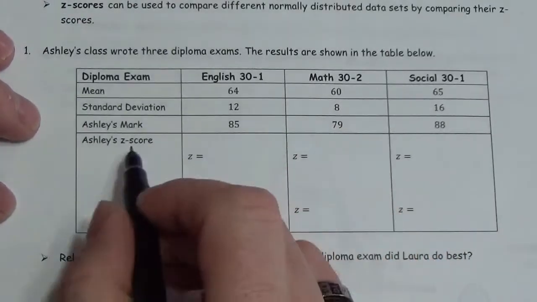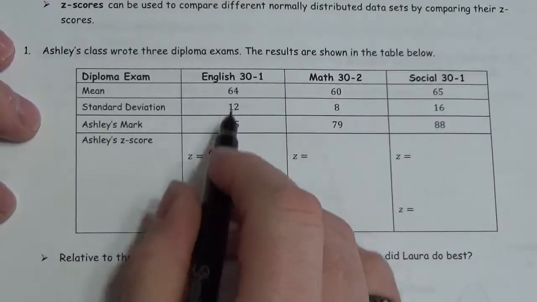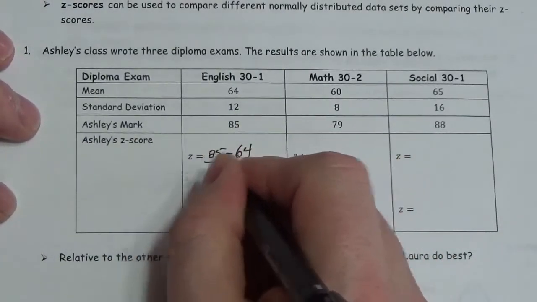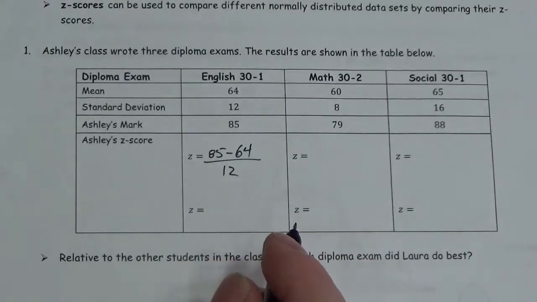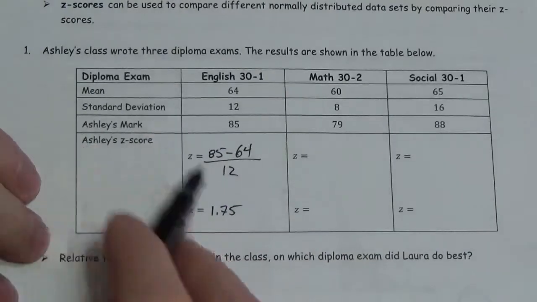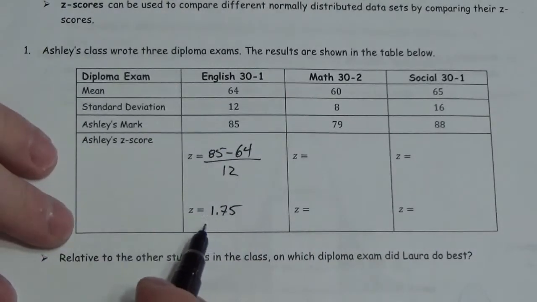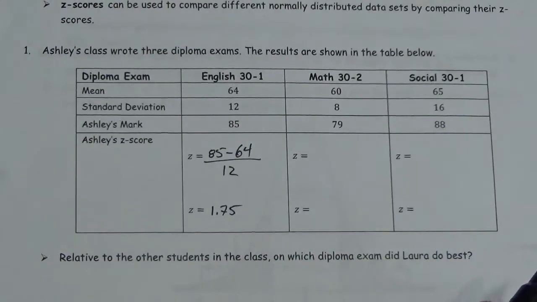So let's take a quick look here. Her mark in this case is 85. So it's her mark minus the mean, 64, over the standard deviation, 12. I've got my calculator off to the side here. So 85 minus 64 divided by 12. And we see that she's got a Z-score in English of 1.75. So she's 1 3/4 standard deviations above the mean, which is really quite good.